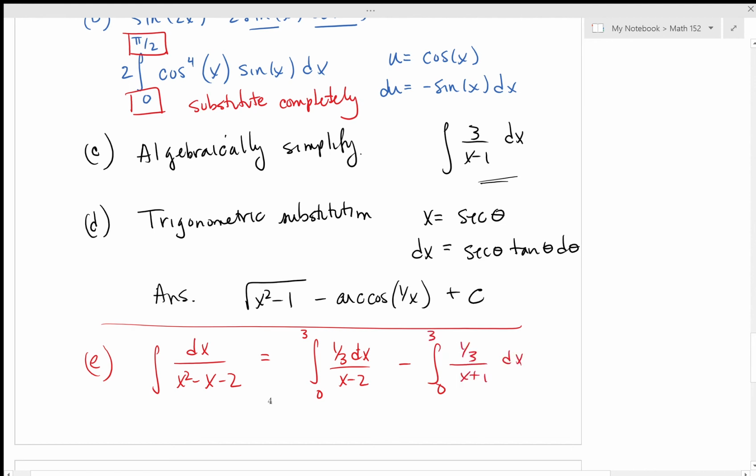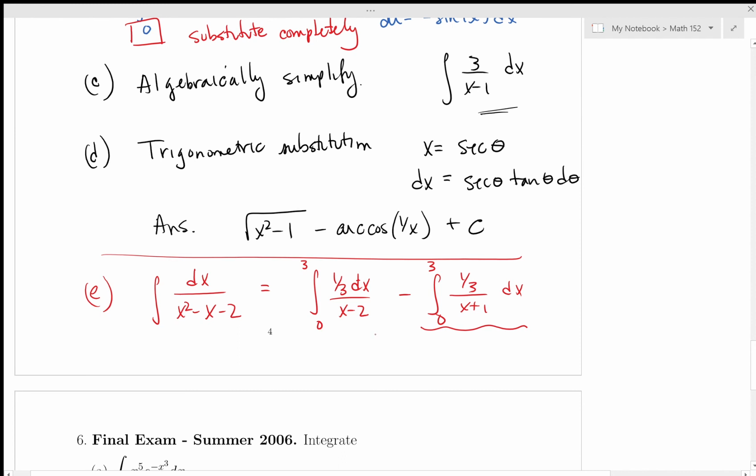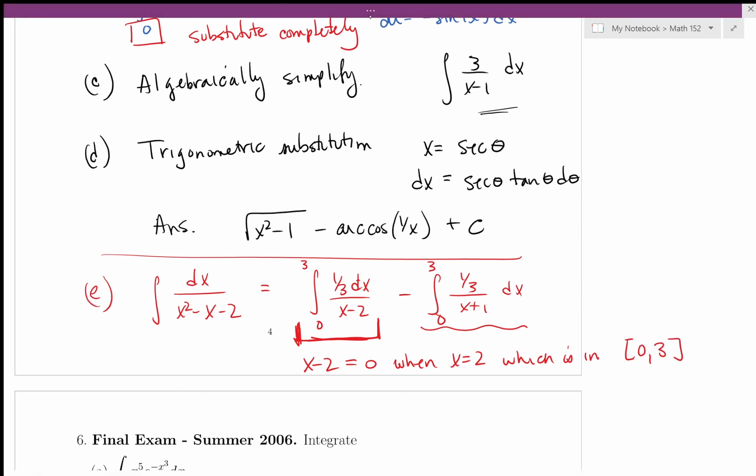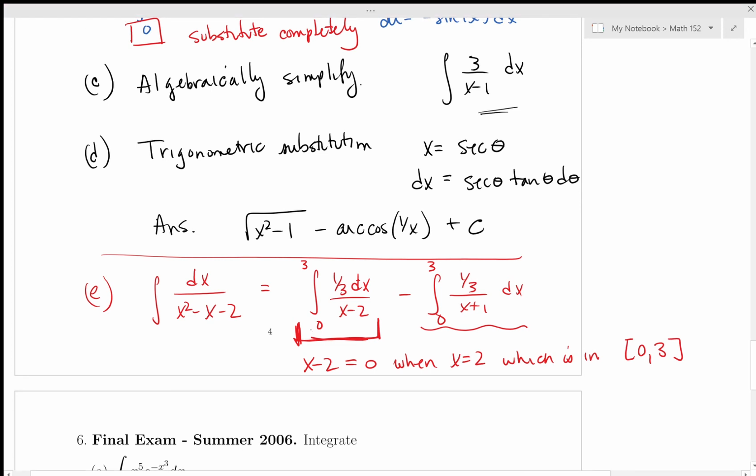Okay, who cares about this one? This is just some number. We can easily do this because x plus 1 will go from 1 to 4 when x goes from 0 to 3. It's this one that we have to be careful about. We have to take a close look at that. What I'm saying is x minus 2 equals 0 when x equals 2, which is in 0 to 3, which are our limits of integration. So we have what we call an improper integral.